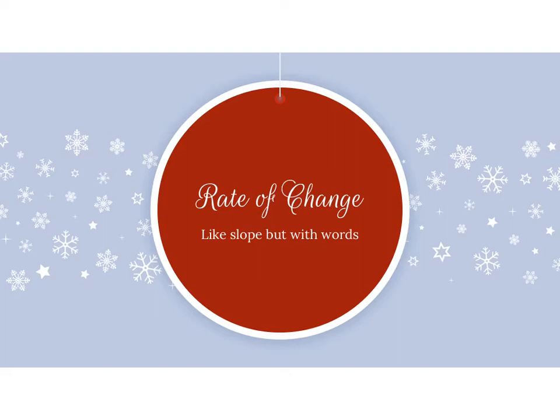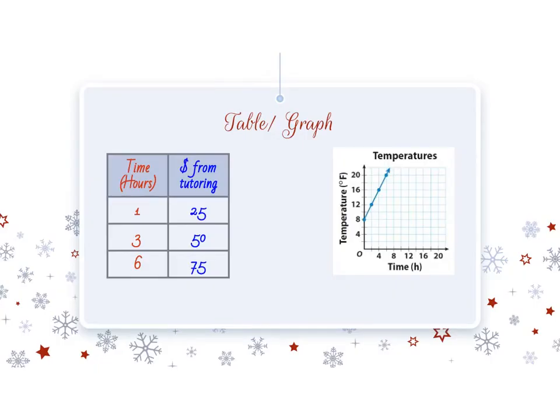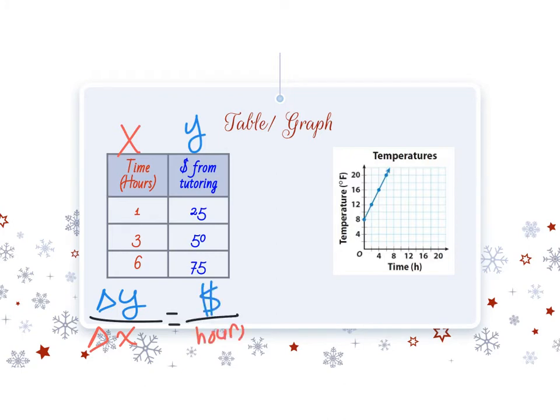Okay, next one we are going to go over is the rate of change. This is just like slope, but using words. So looking at this first table here, instead of using x and y, we are using time and hours and money from tutoring. I'm still going to label x and y, and I'm going to use change of y over the change of x, and also label with words. So I did a real quick setup here with words. I just used the money sign for money and hours for hours. So now let's go ahead and find that rate of change.